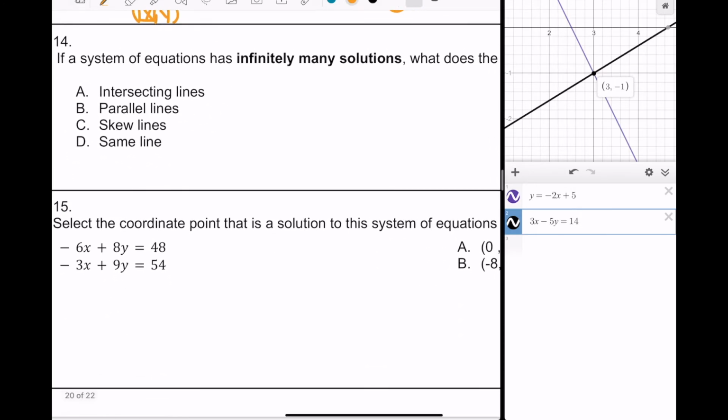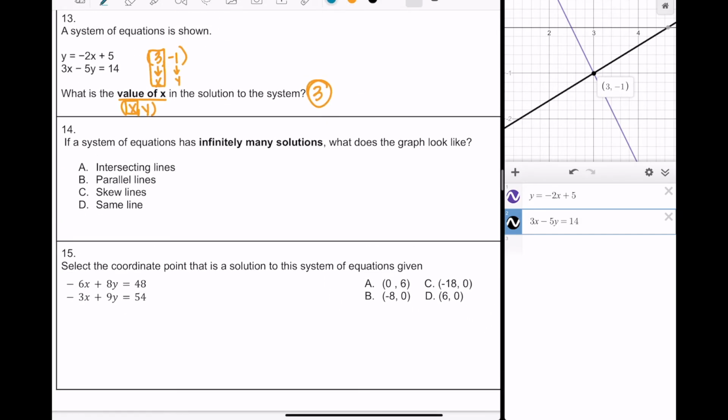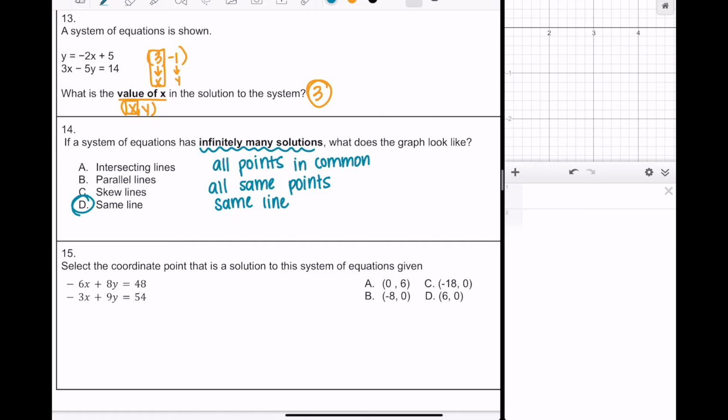If a system of equations has infinitely many solutions, what does the graph look like? Okay, well, infinitely many solutions means that they have all points in common. So if they have all of the same points, then they have to be the same line. So that means when you graph it, you have one line and then you graph another line right over top of it.